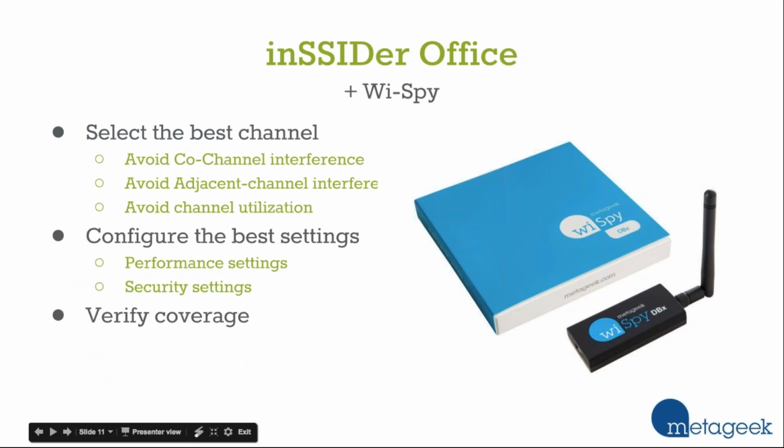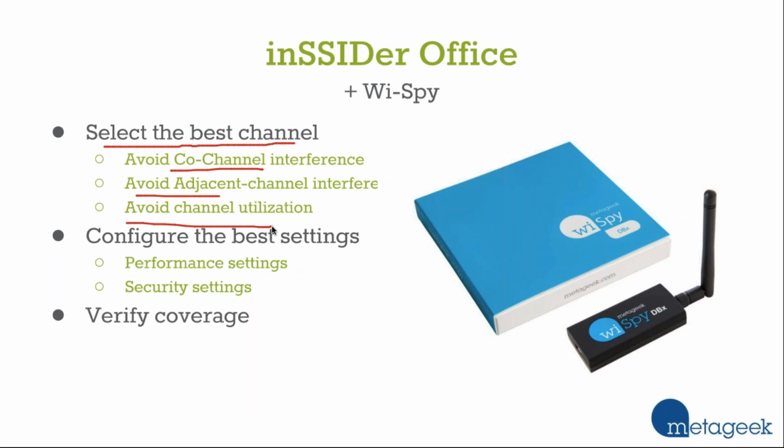So what we're going to do now is jump into a live demo with inSSIDer Office and the Wi-Spy. One more thing that I'll show you before we do that, but I'm going to show you how to select the best channel for either your single access point or multi-access point network. I'll show you how to avoid co-channel interference, avoid adjacent channel interference, and avoid those channels that have lots of utilization, and also show you how inSSIDer Office can recommend the best settings for your wireless network, and then we'll talk about how to verify coverage.